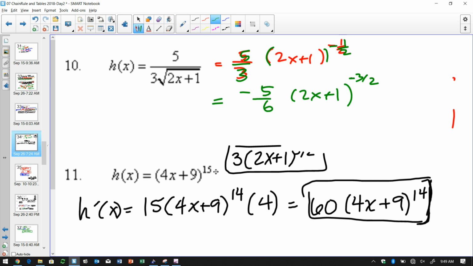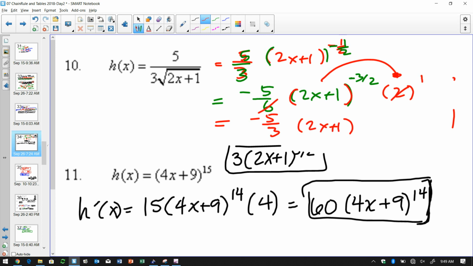Can someone check me on that? Because I think I erased everything. Oh, that's what I forgot. Oh, thank you. Who said that? That's wonderful. Thank you, Miriam. I did what you're not allowed to do. When I took the power down by 1, I also need to do the chain rule. So I need to multiply by the derivative, which is 2. And so if you move that down by 2, the 2 cancels out with the 6 here. So this becomes negative 5/3, 2x plus 1 raised to negative 3/2. And that's what you should get. Thank you.